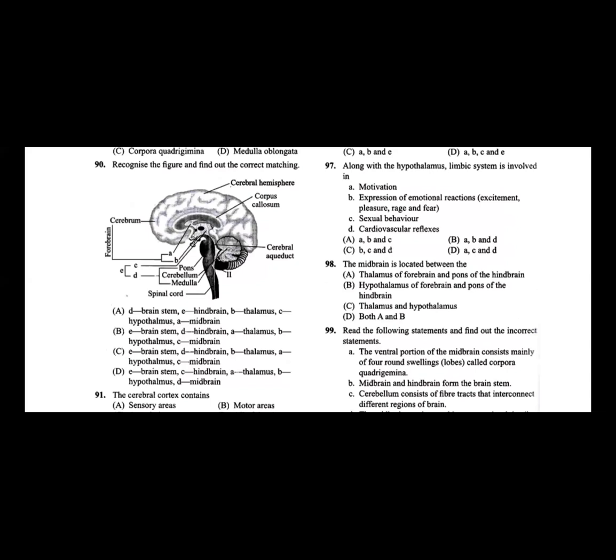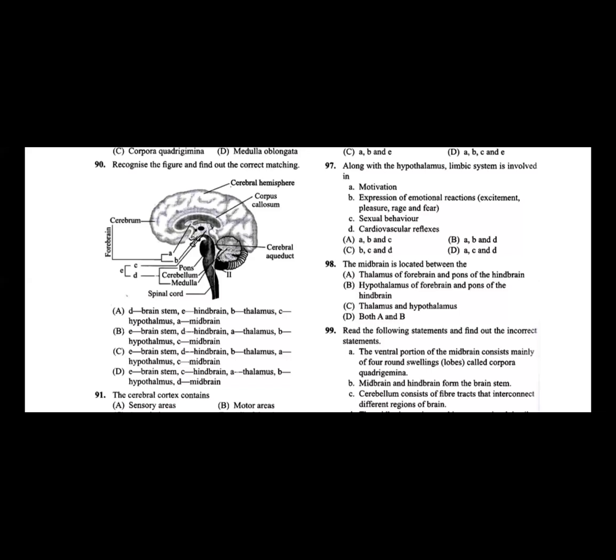A is thalamus, part of the forebrain. Then B is hypothalamus, which is present just below the thalamus. What about C? C is midbrain, because it's showing the midbrain part. A is thalamus, B is hypothalamus, C is midbrain.